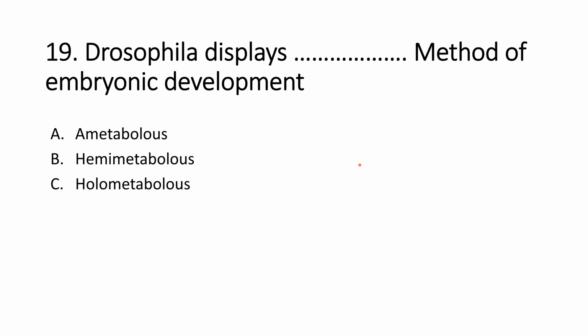Drosophila displays which method of development? Option A, ametabolous; option B, hemimetabolous; option C, holometabolous; option D, paurometabolous. Our answer is option C, that is holometabolous. Holometabolous is the method of development in Drosophila. This development is also known as complete metamorphosis, and it is a type of development seen in certain insect species including Drosophila, that is fruit flies, and it is characterized by a series of distinct life stages: egg, larva, pupa and adult. Next.